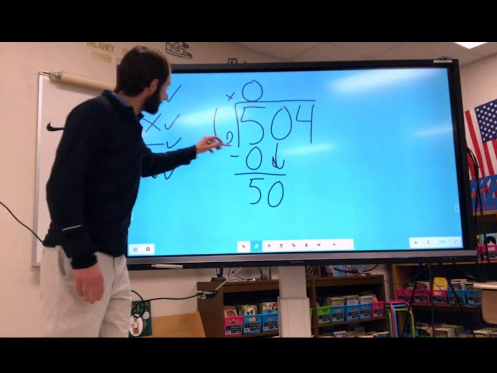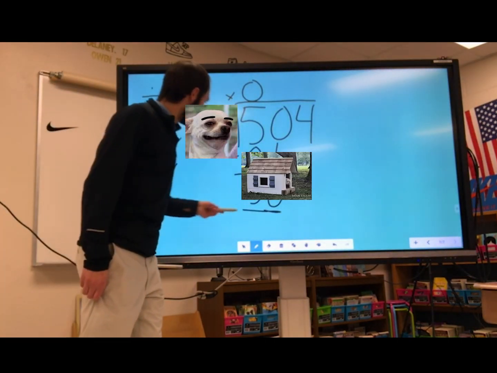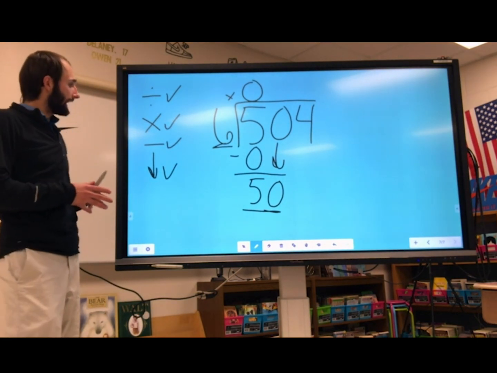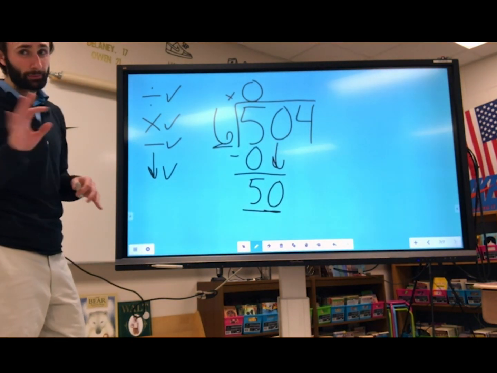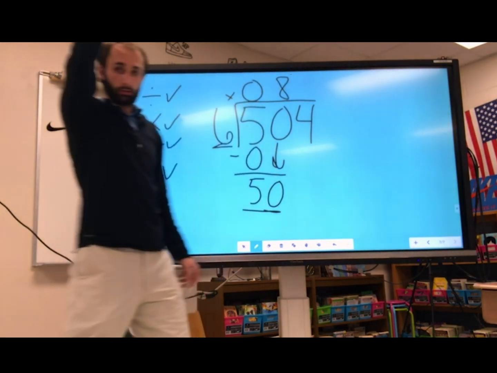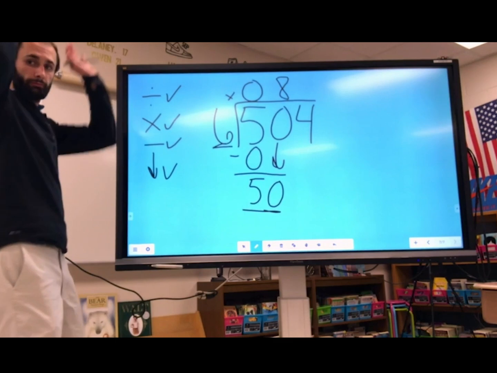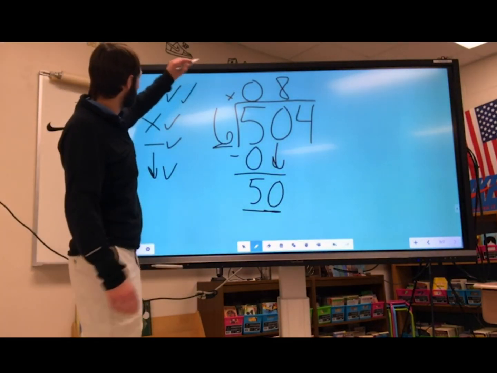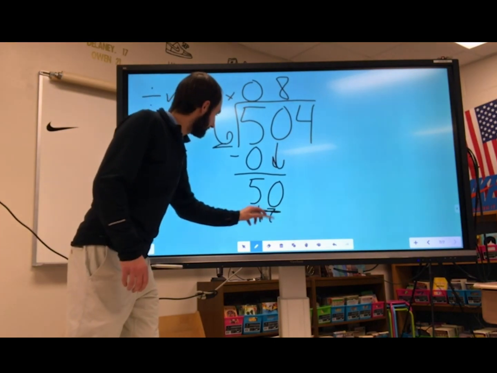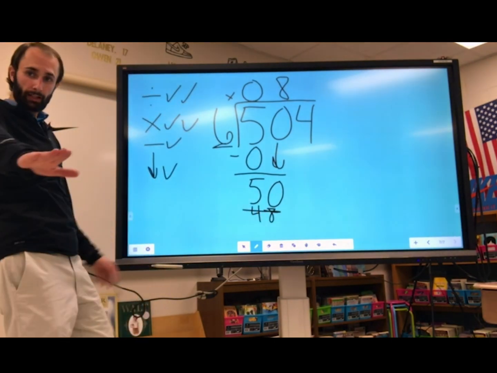How many times does the dog go into the doghouse now? We have 6. How many times does 6 go into 50? I know 6 times 8 is 48. I don't think we can get much closer than that. So my 8 goes on the roof. Then we divide it, then we multiply. 8 times 6 is 48. We multiply, we gotta subtract it now.